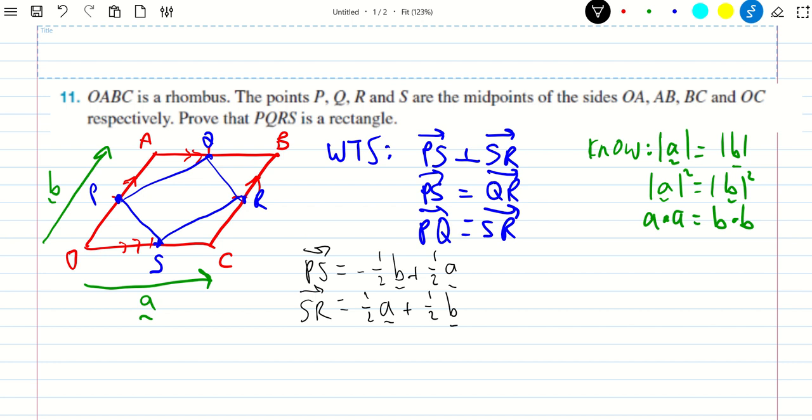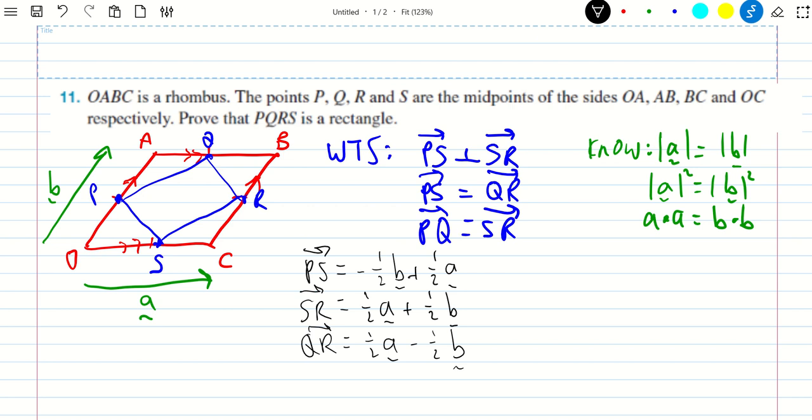Yep, that's correct. Just have to make sure you get all these things right, because otherwise it causes you a lot of problems later on. We wanted SR. What else? We wanted QR as well. So vector QR is equal to, starting at Q, it's going to be half A, Q to R, and then negative half B.